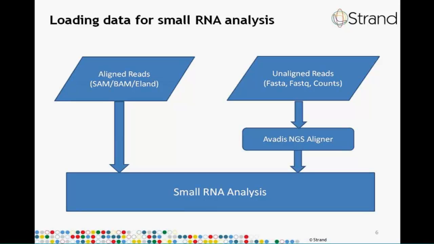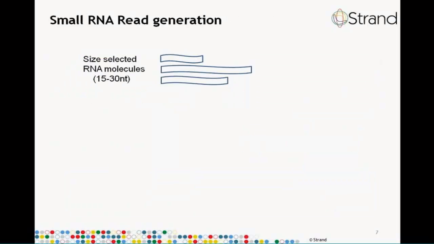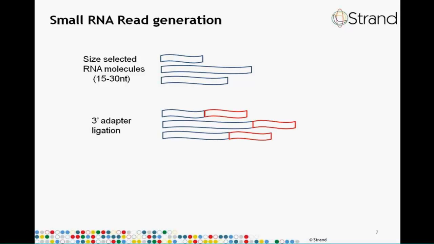So let me get into the details of why we decided to include an aligner this time in the tool. For that, let's take a look at how small RNA reads are typically generated. Usually we start off with a total RNA sample. We use size selection and select molecules which are maybe 15 to 30 nucleotides long. After that, we use a 3' RNA adapter and we ligate it to the end of these molecules. Then we carry out sequencing for a fixed number of cycles, let's say 35 cycles.